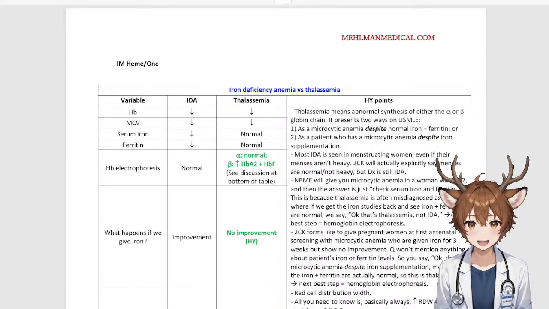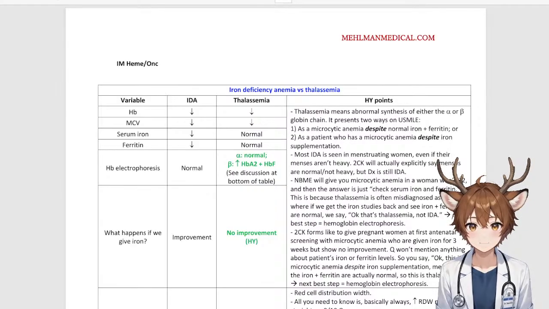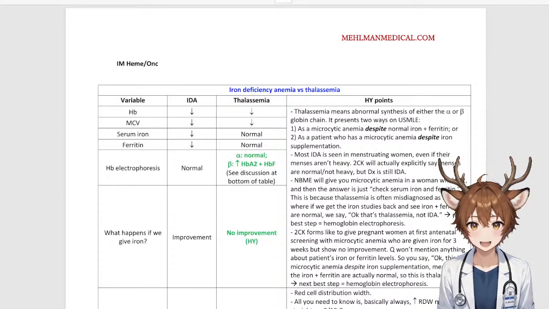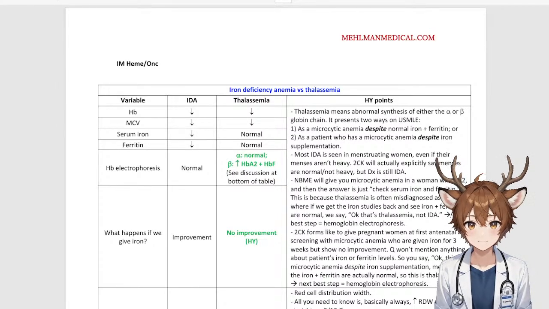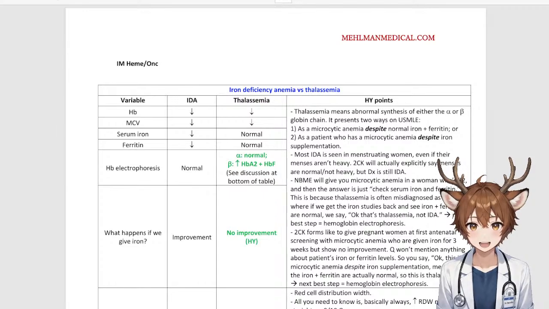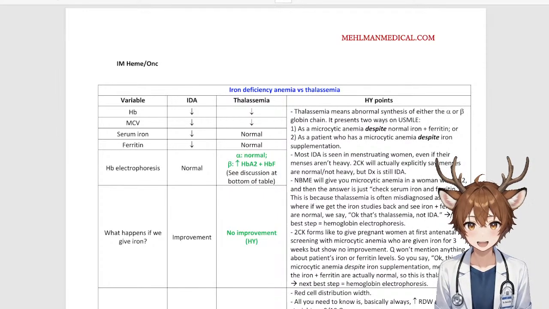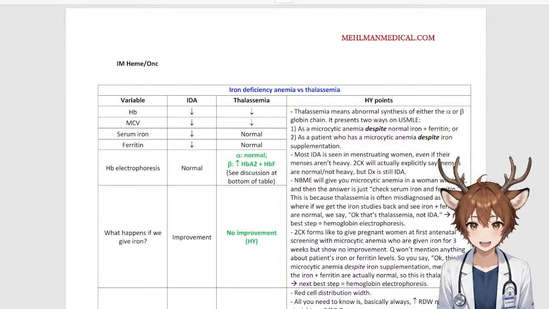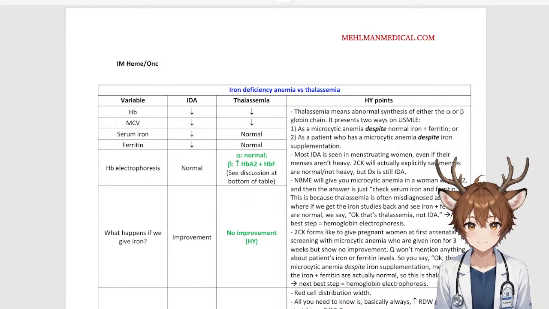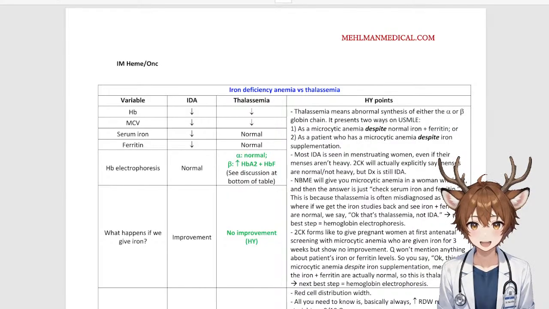NBME will give you a microcytic anemia in a woman who is 32, and the answer is just check serum iron and ferritin. This is because thalassemia is often misdiagnosed as iron deficiency anemia, where if we get the iron studies back and see iron plus ferritin are normal, we say, oh okay, that's thalassemia, not IDA. Well, next best step should be hemoglobin electrophoresis.